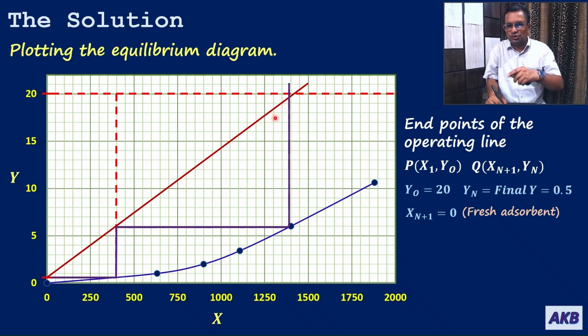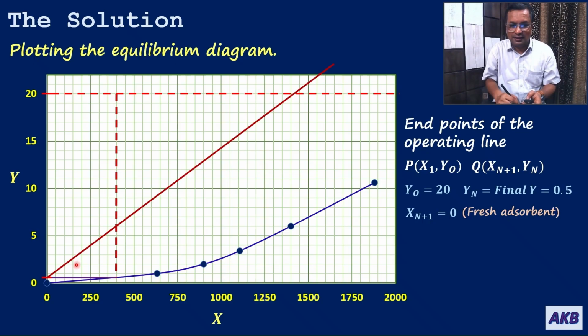So I will have to draw another operating line in order to cause this intersection to occur on the horizontal line. In the next one, I will draw a different operating line, different in the sense that I will change the slope of the operating line. Every time I draw a new operating line, what I am actually doing is changing the slope of the operating line. So now I have drawn this operating line.